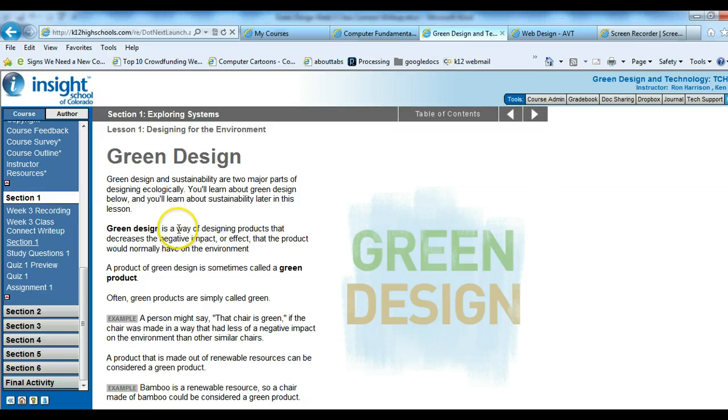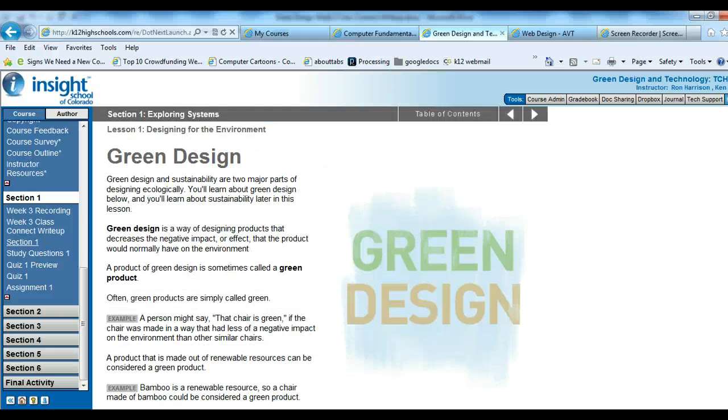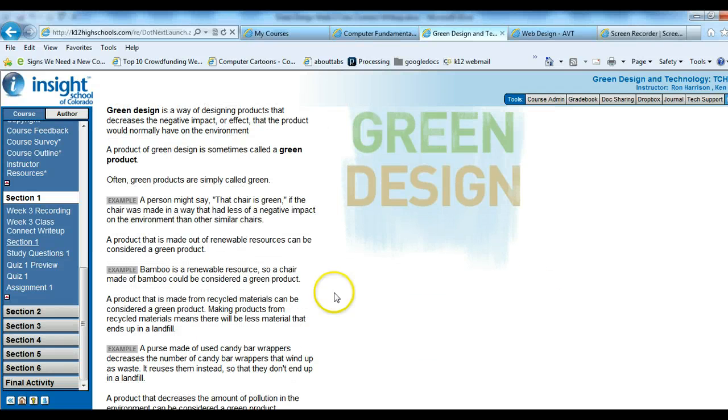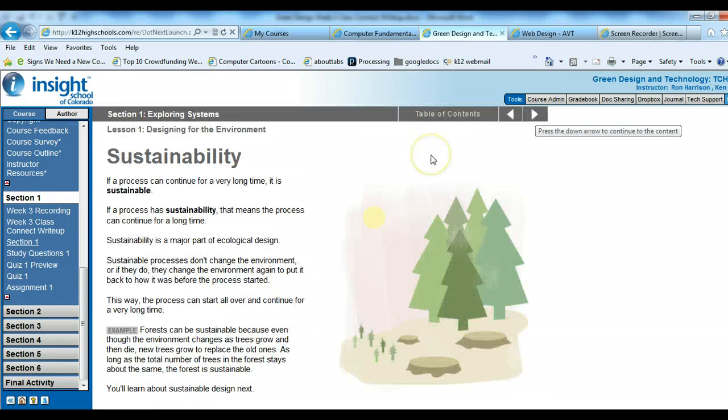Green design, designing products that decrease the negative impact on the ecosystem or on the environment. Let's look at those ideas about green design. Bamboo is a really renewable resource because it grows so quickly. So you might see bamboo flooring in some houses, bamboo chairs, things like that.